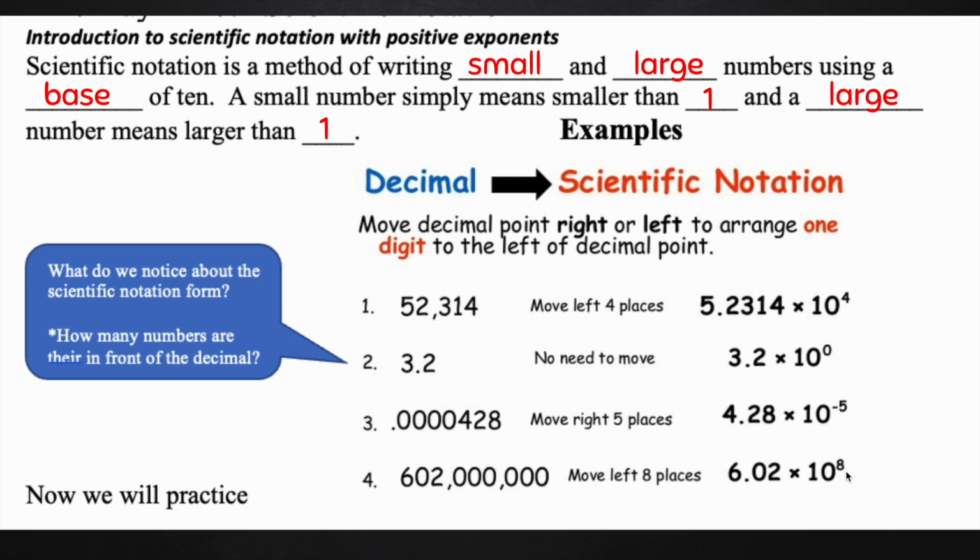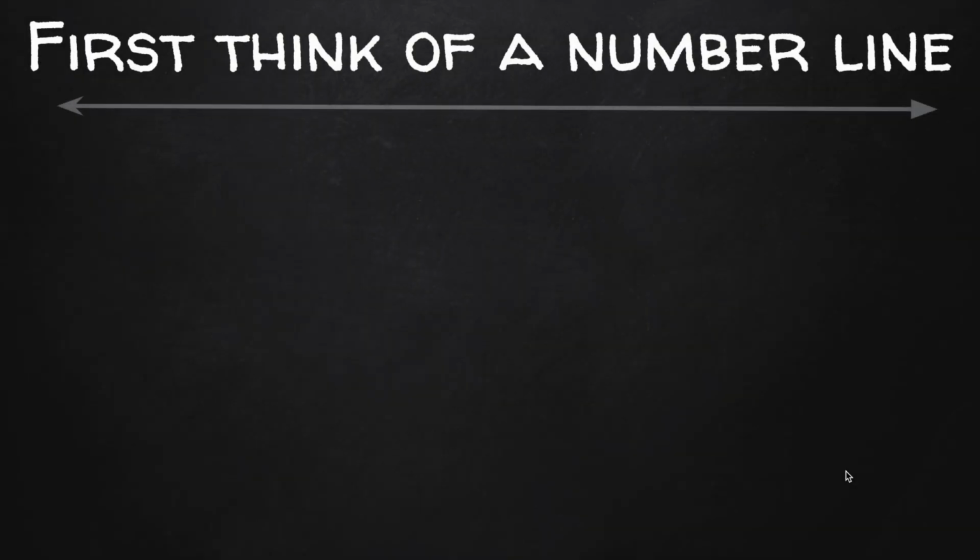Okay, so let's take a look at why we do negatives and positives. So first, let's think of a number line.